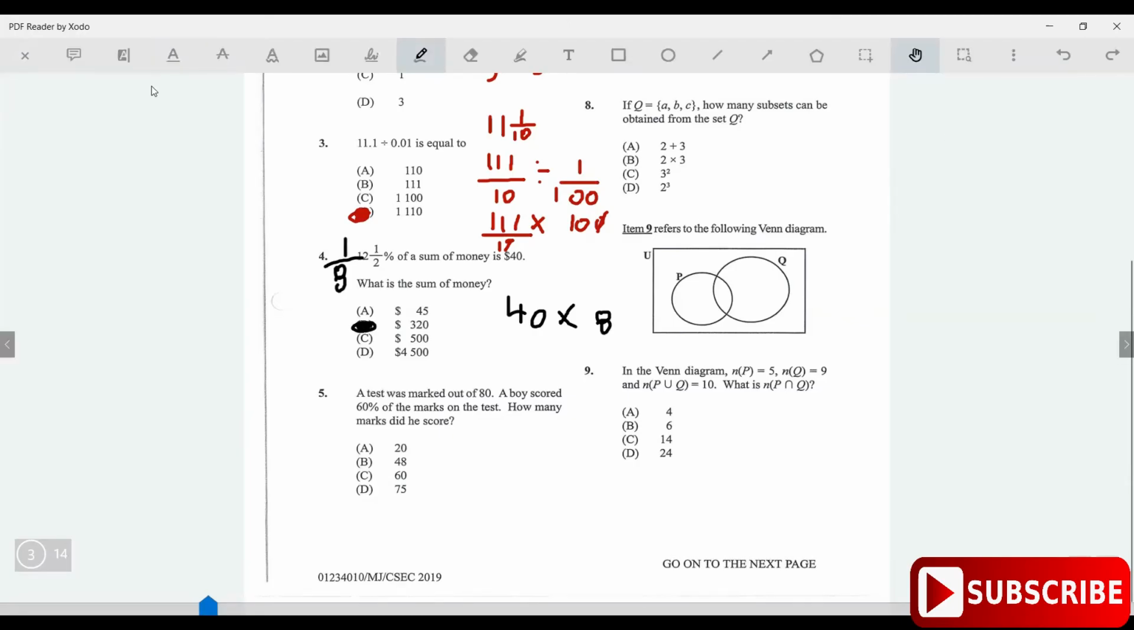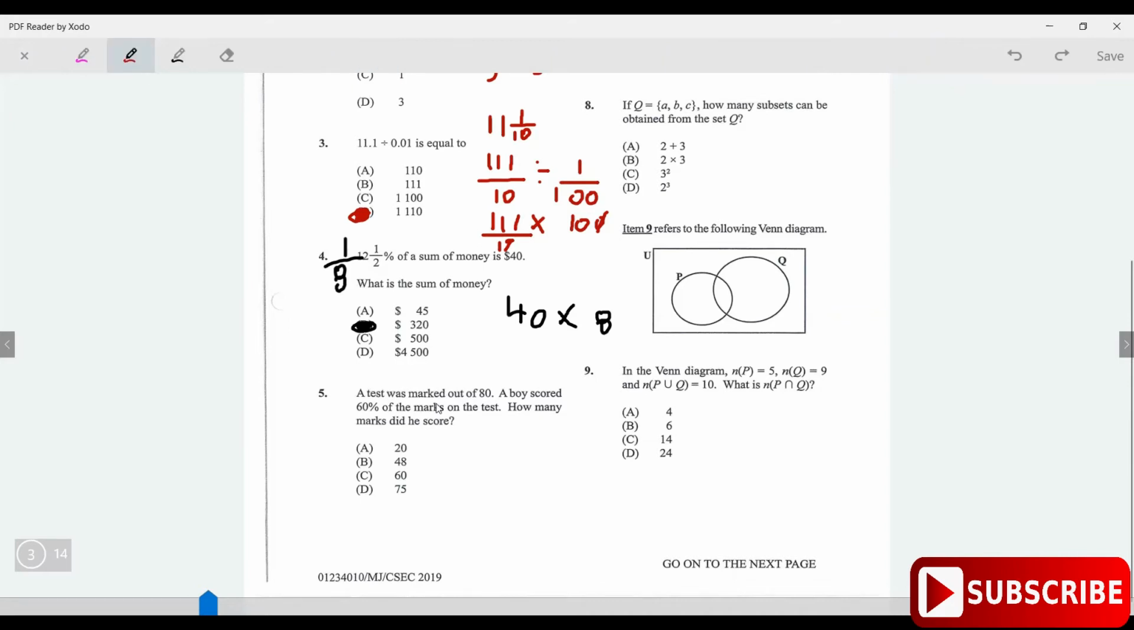Next question. It says, a test was marked out of 80. A boy scored 60 on his test. How much marks did he get? Let's say he got X out of 80. And X out of 80 multiplied by 100, that is equal to 60%. So now we need to find X.